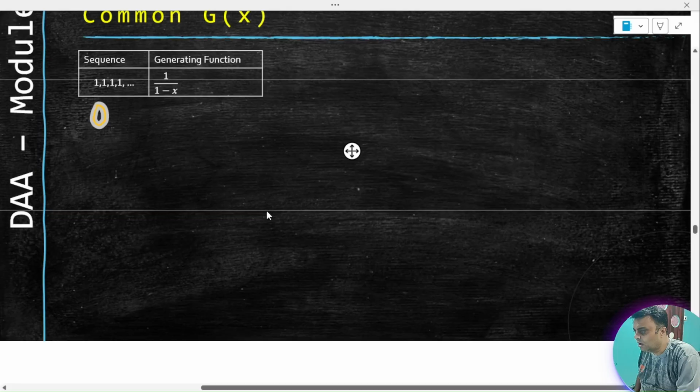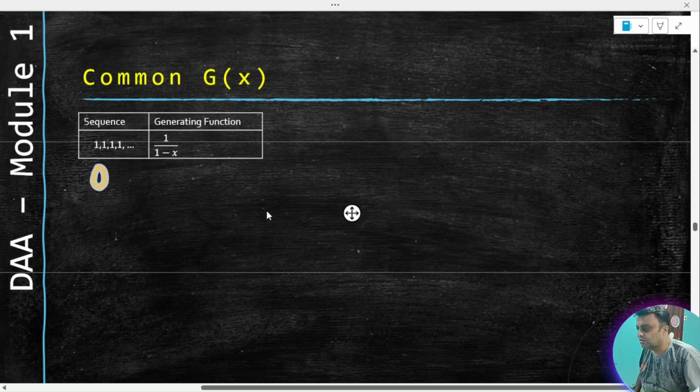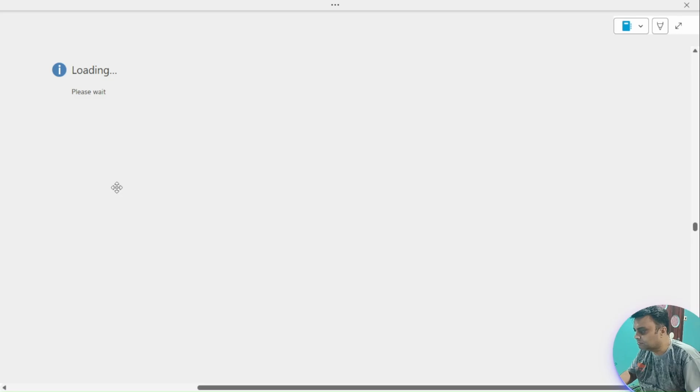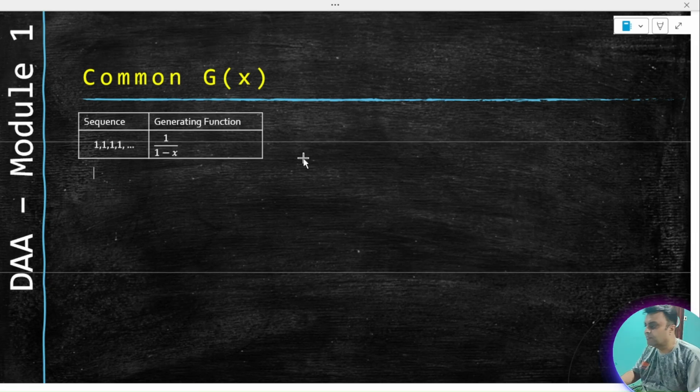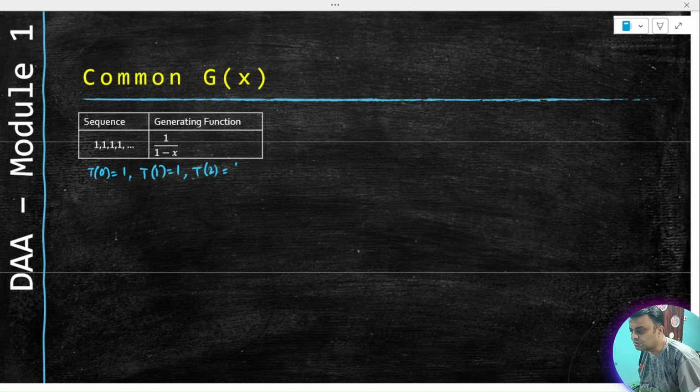But for now, what I'm trying to say is, let us say that your function has been solved as this, and it has a sequence of this. So what does this mean? This means my T0 is actually 1, my T1 is also 1, my T2 is also 1. This means that the sequence getting generated is always 1 whenever you put the value of n in increasing order.